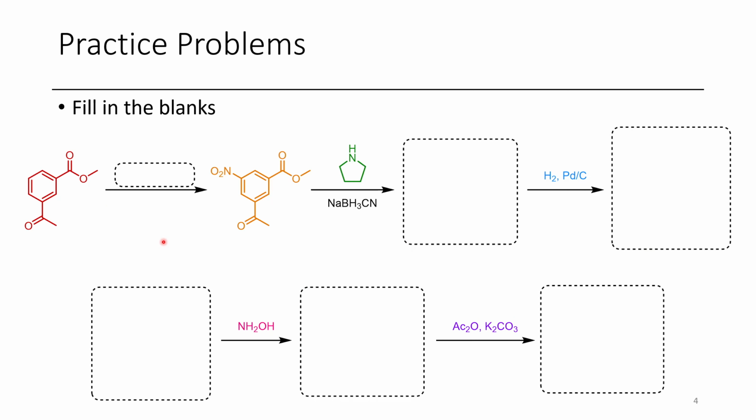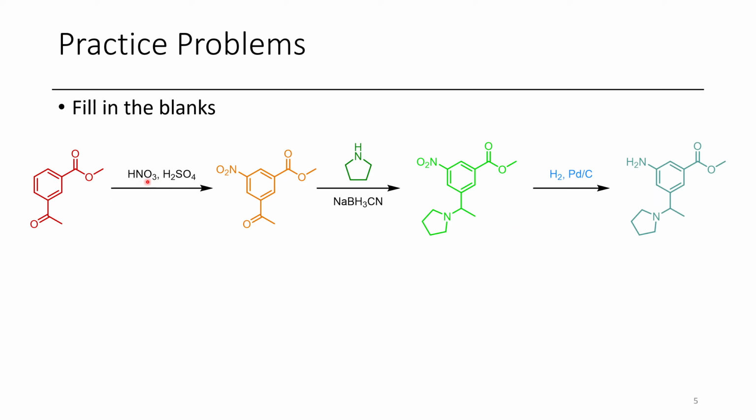Now in this next problem, we have another multi-step synthesis, and so we just have to fill in the blanks once again. In this first case, all we have to do is a ring nitration to give us this nitroarene product. We can then undergo a reductive amination with this pyrrolidine to give us this secondary amine product, the tertiary amine product rather, which is a secondary benzylic position.